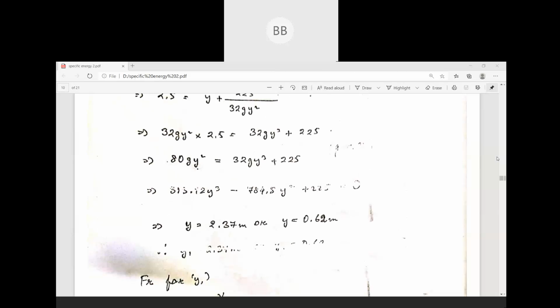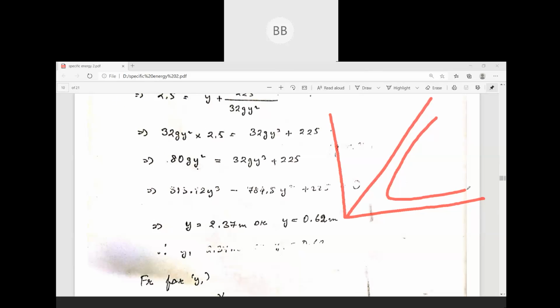Okay. So now, for the specific energy of 2.5 meter of water, you'll be getting two Y values, one is y1 and one is y2. And then we will have another depth, which is called the critical depth, for E minimum.